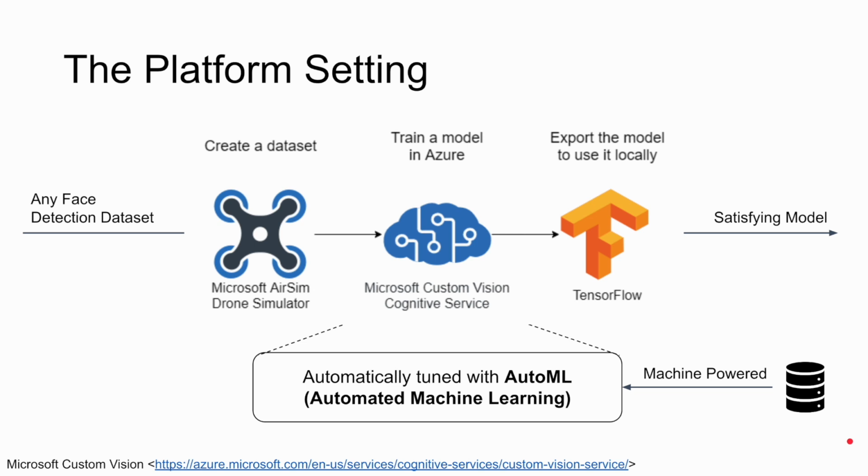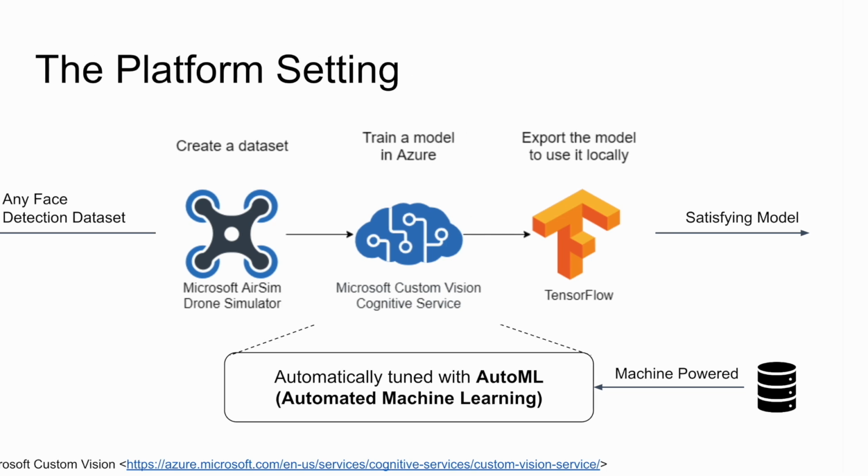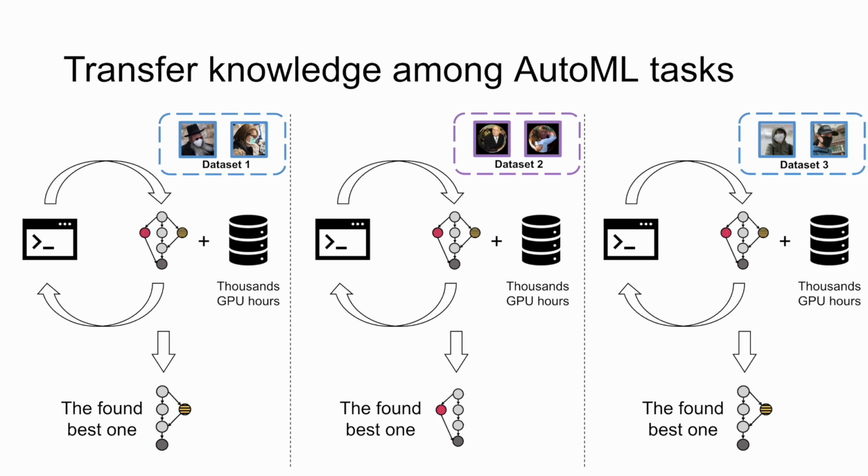However, AutoML is notorious for its high computational cost. Recent arts often require hundreds to thousands of GPU hours to tune a moderate-sized model. For our platform, this will soon become a problem, because we need to burn those dollars for each dataset over and over again. But there is an opportunity.